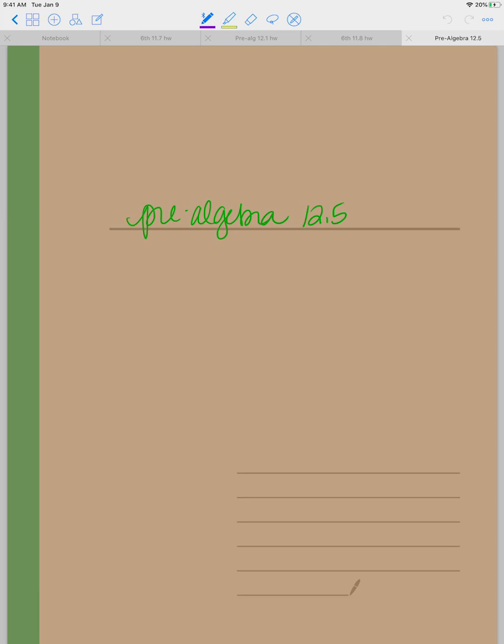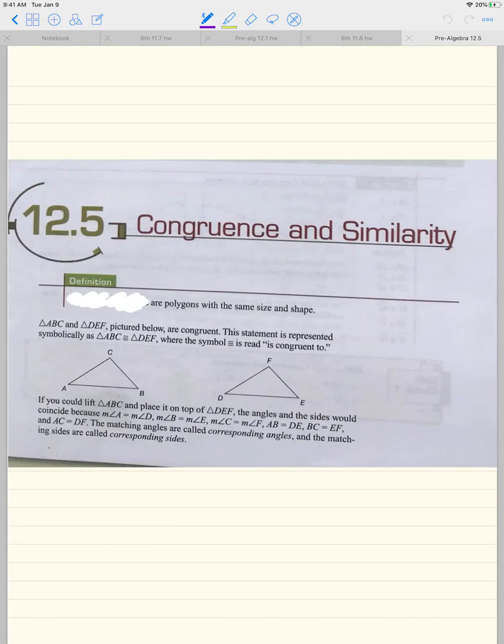All right, now we're moving on to 12.5, congruence and similarity. Congruent polygons are polygons with the same size and the same shape. Super key, same size and same shape.